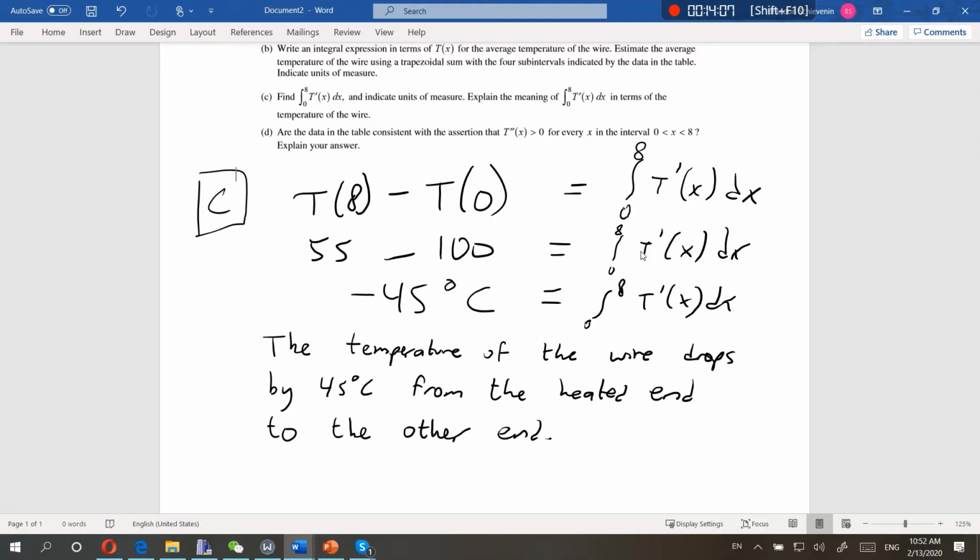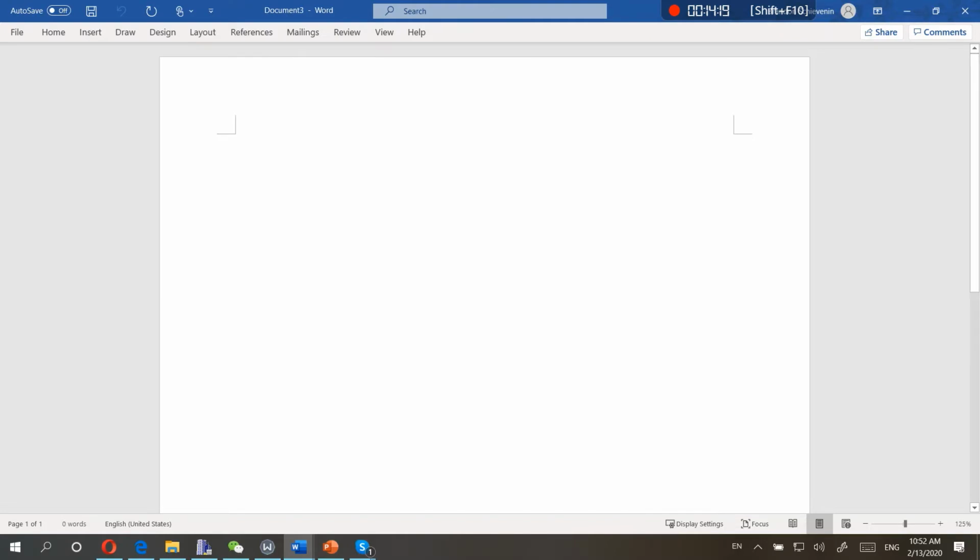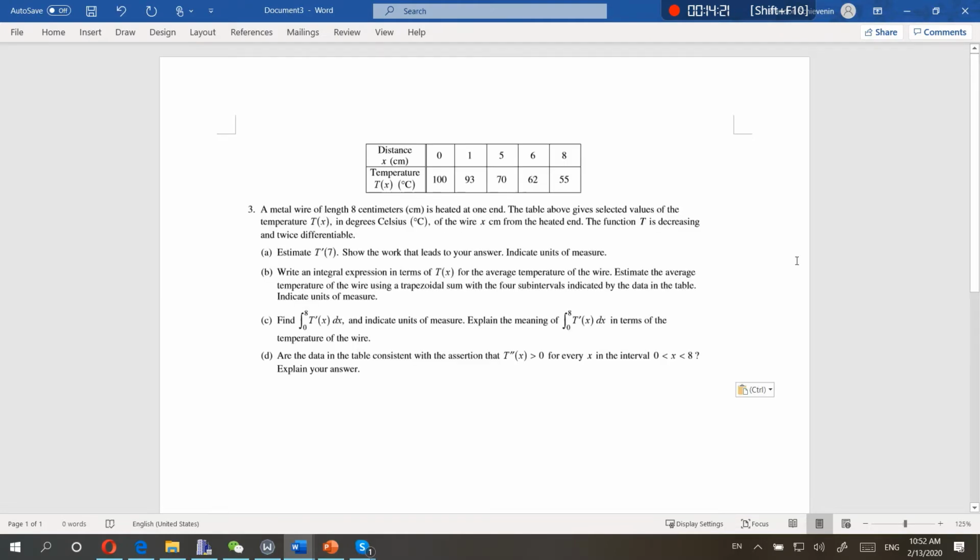Any questions on C? No, that was clear. Okay, cool. Then the last one, D. I want to know if the data in the table is consistent with the idea that the second derivative is positive for every x on our interval, and then explain the answer.